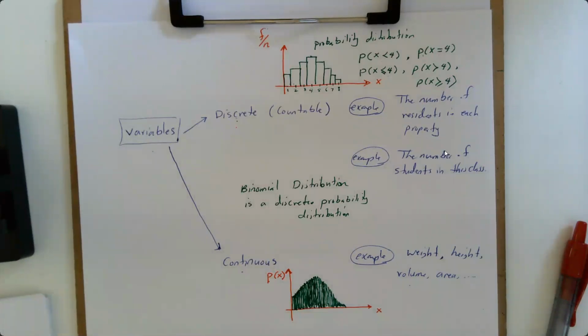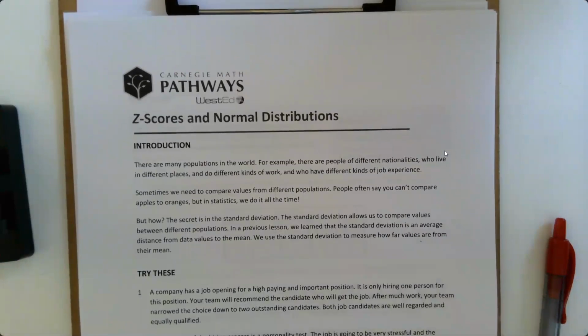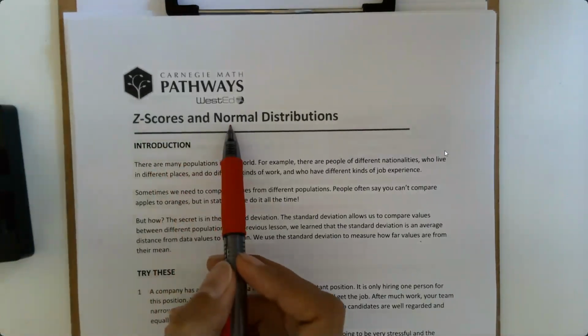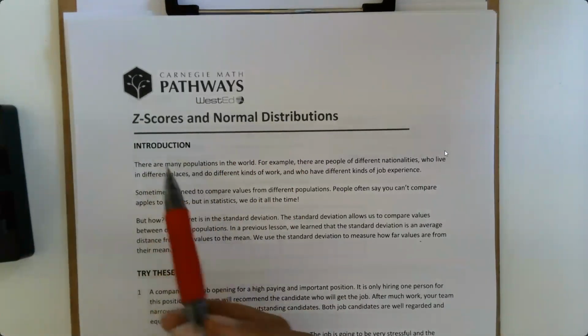So when it comes to continuous random variables, we're interested in introducing something that we call z-scores. Very well. So let us start. Z-scores and normal distributions. Introduction.